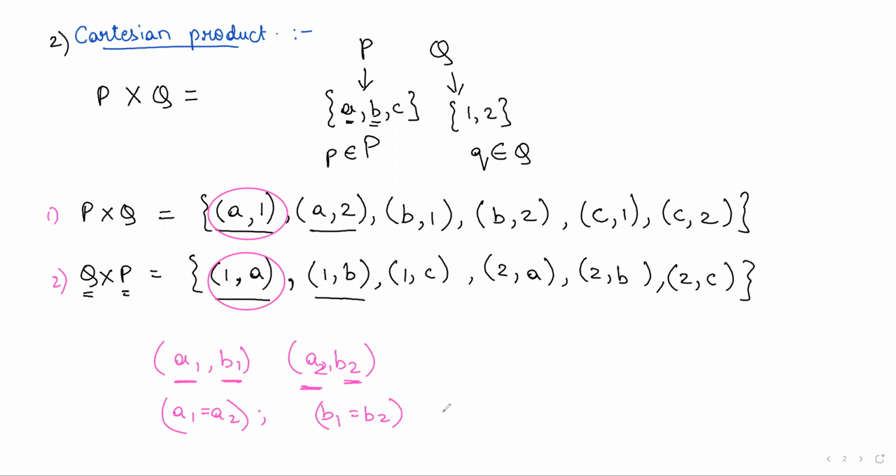Similarly, this value will be different from this value. In short, no element of P cross Q is present in Q cross P and vice versa. They have different elements. That's why P cross Q is not equal to Q cross P. They are different sets.